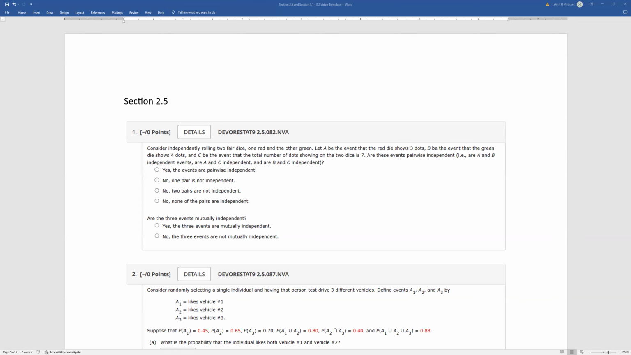All right, so we're going to be looking at some problems from the web assigned, similar to what you have in homework for section 2.5. So let's look at this first one here.